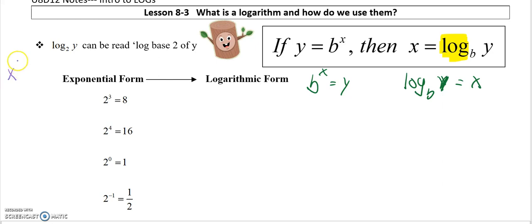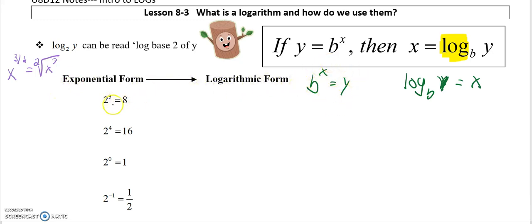If you remember, we did something very similar when we did exponents, and we said that if you have x to the 3/2 power, you can rewrite that as, the index is 2 and the exponent is 3. That's what we're doing here. We're switching between exponential form to logarithmic form.